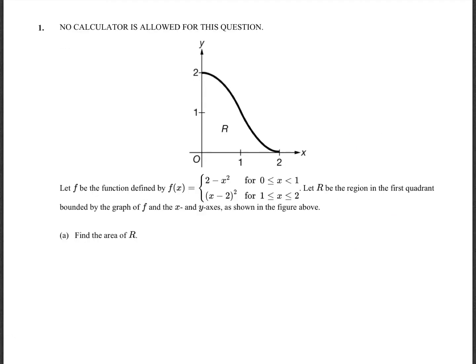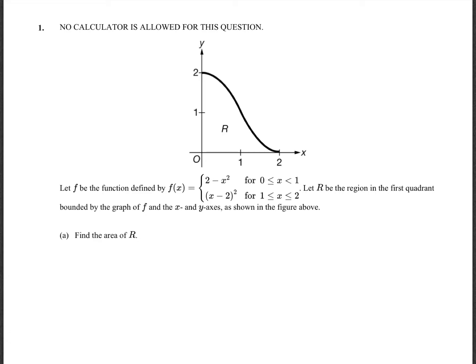Okay, so the first one for part B of the FRQs. First they give us some graph. They say let f be the function defined by f of x equals this piecewise function. So notice it's a different function between 0 and 1 and between 1 and 2. Then they say let R be the region in the first quadrant bounded by the graph of f and the x and y axes as shown above.